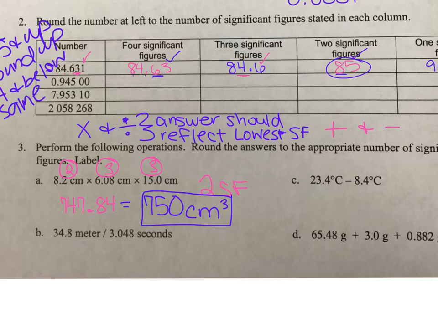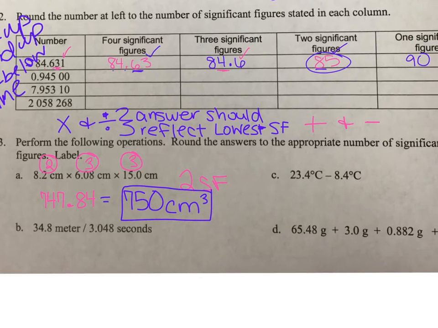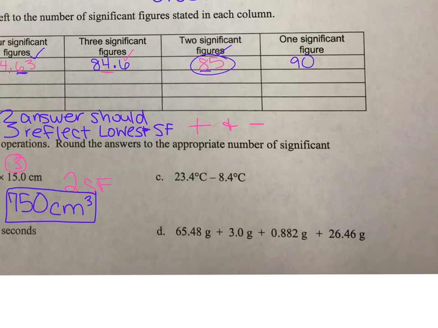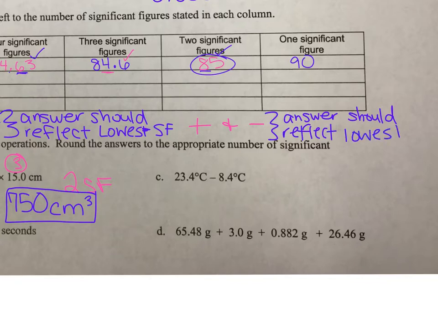All right. So our other category over there was addition and subtraction. Okay? So for addition and subtraction, we know that our answer should reflect what? Good. Lowest decimal place.